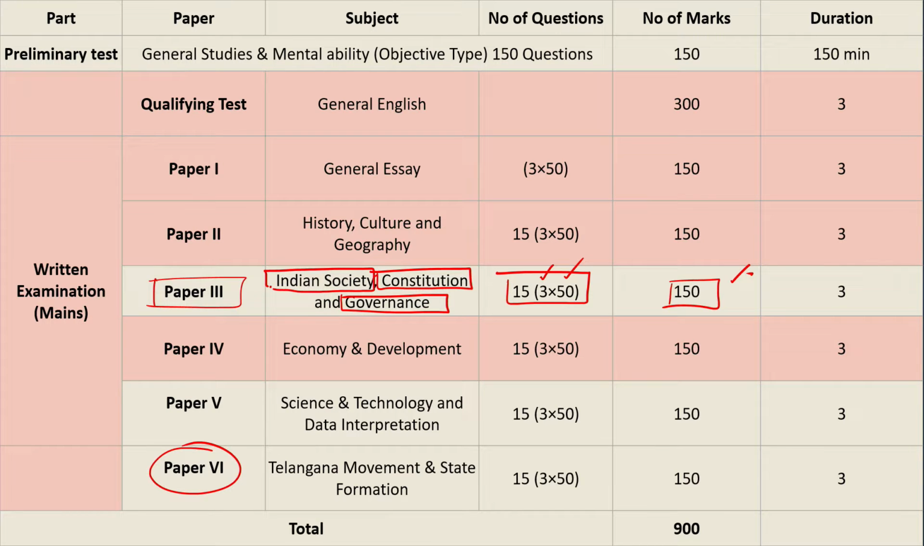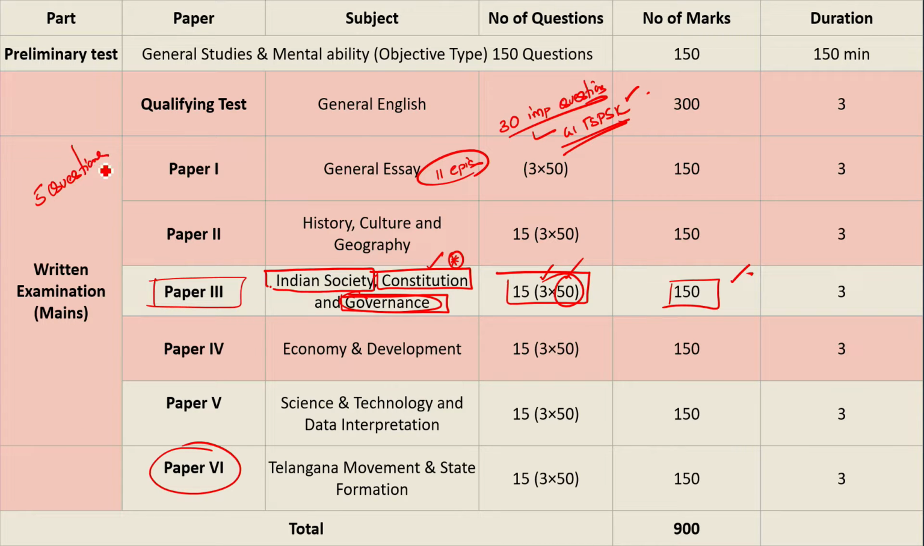Friends, as part of this series, we have already completed the constitution topics. We have seen 11 episodes of constitution, where we discussed almost 30 important questions for Group 1 TSPSC Mains. So today we are starting governance, which is again 50 marks. In governance we will have 5 questions. Generally we assume the total paper consists of 15 questions, each carrying 10 marks, so you have 150 marks. The 5 questions will come from 5 different topics of governance.